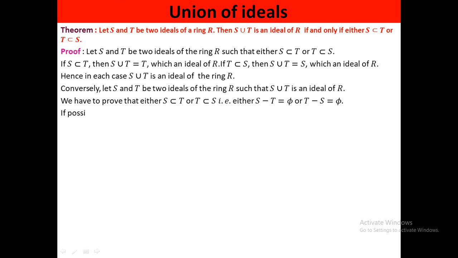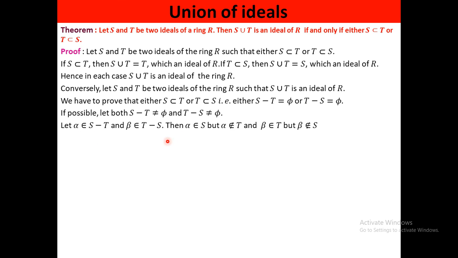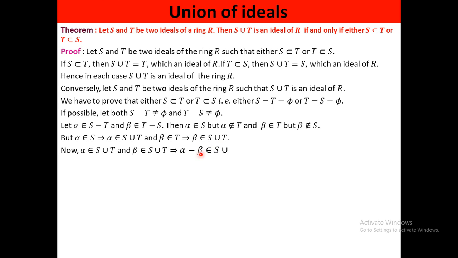For that purpose, if possible, let both S minus T and T minus S be non-empty, and we consider alpha from S minus T and beta from T minus S. So alpha belongs to S, but alpha does not belong to T, and beta belongs to T, but beta does not belong to S. Now alpha belongs to S implies that alpha belongs to S union T, and beta belongs to T implies that beta belongs to S union T. Since S union T is an ideal and alpha and beta are two elements of S union T, we conclude that alpha minus beta is an element of S union T. Now alpha minus beta belongs to S union T implies that either alpha minus beta belongs to S or alpha minus beta belongs to T.